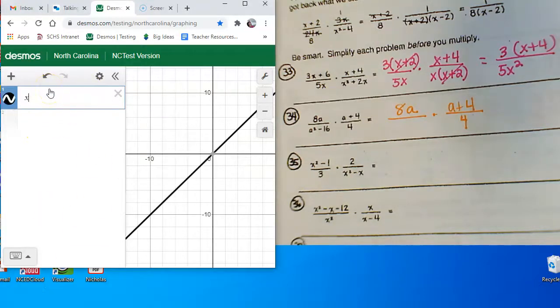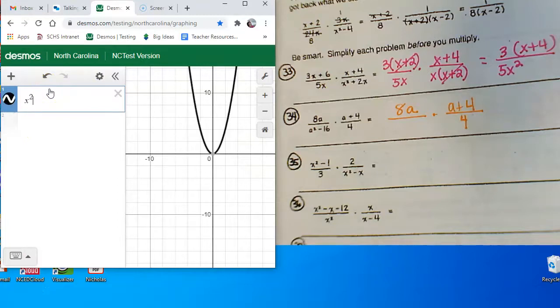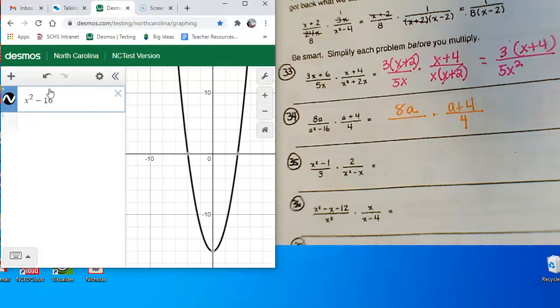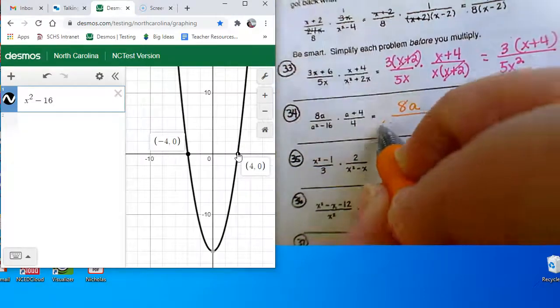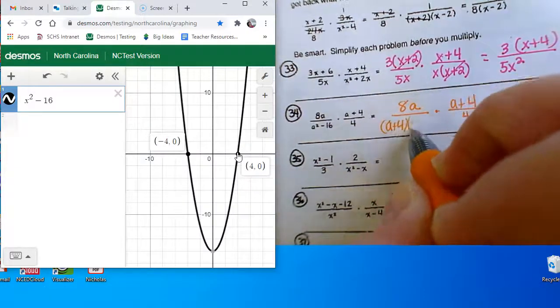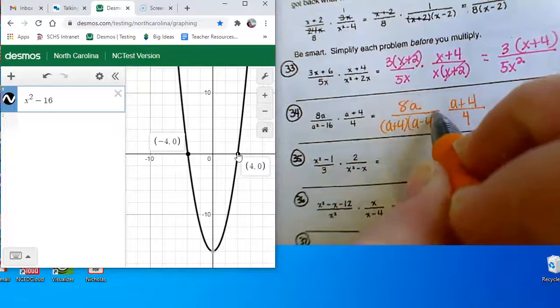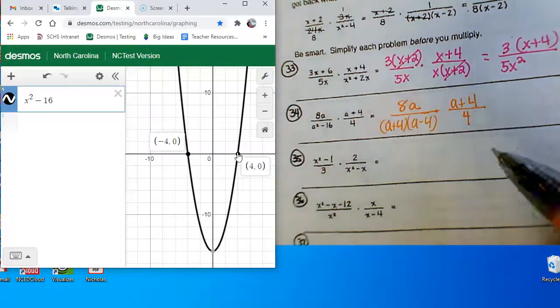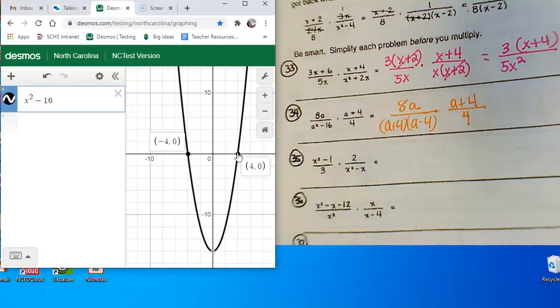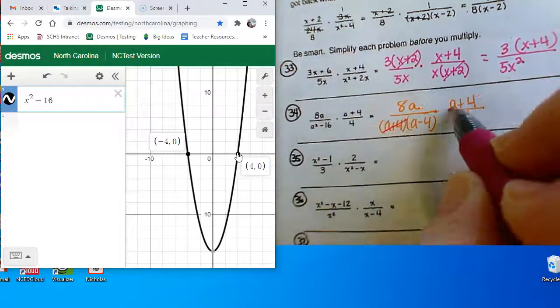Remember, instead of a, we're going to put x when we put it into Desmos. Negative 4 and positive 4 is what we got for our zeros. So we're going to say that that is a plus 4 and a minus 4. Alright, remember, anything on top and bottom directly or crossways can go away. So I can get rid of these a plus 4s.